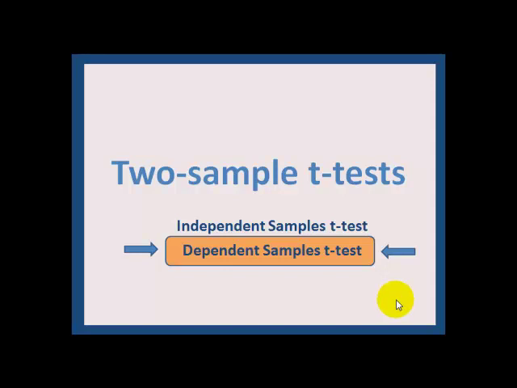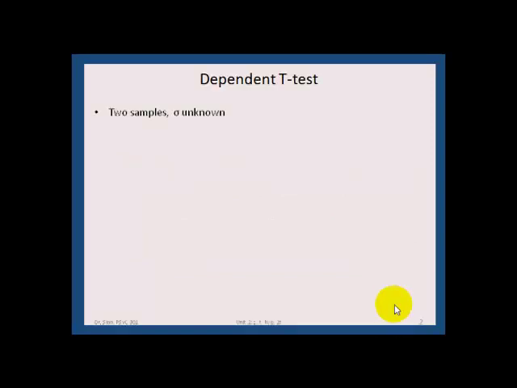All right, welcome to our second lecture on two-sample t-test. This one is on dependent samples t-test. So you might be asking, when do we do this? We do this when we have two samples and the standard deviation is unknown. And what makes this different from an independent samples t-test is that the participants are matched in some way.